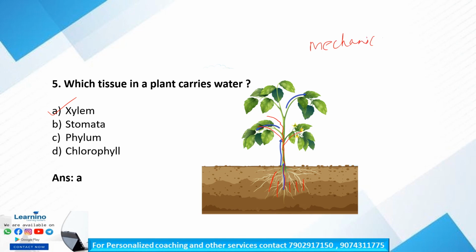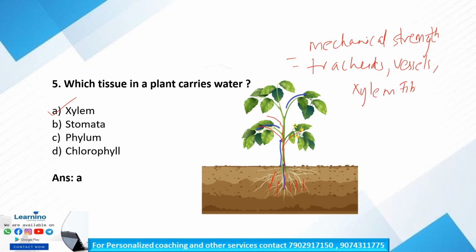The plant is standing still due to the presence of what? Xylem. It gives mechanical strength to the plant body. Okay, and it also consists of tracheids, vessels, xylem fibers, xylem parenchyma.